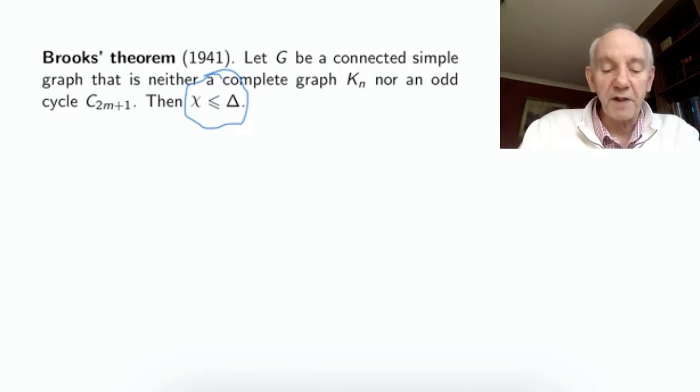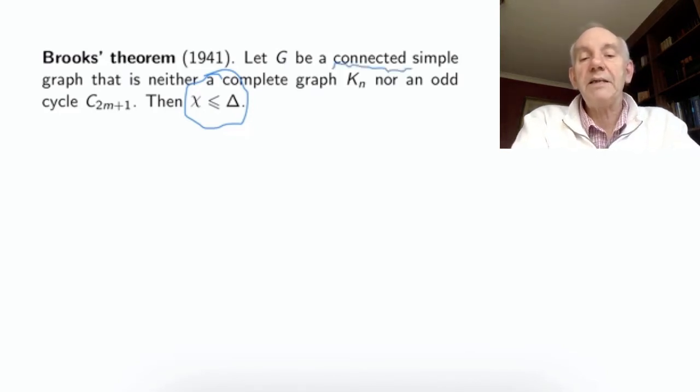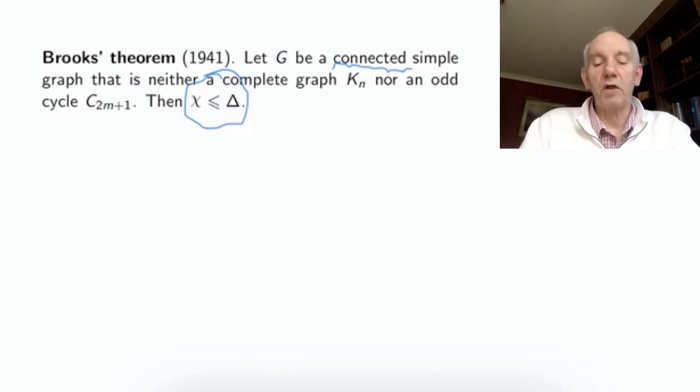which requires the graph to be connected for obvious reasons I'll explain. And it says that it is always true that the chromatic number is less than or equal to the maximal vertex degree, delta, provided we're not dealing with a complete graph, Kn, or an odd cycle. But we know that a complete graph requires n colours, but delta is n minus 1. So in that case, this inequality would fail.